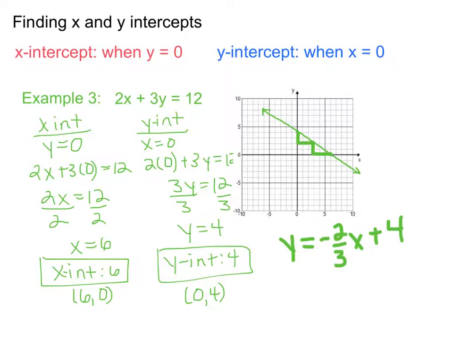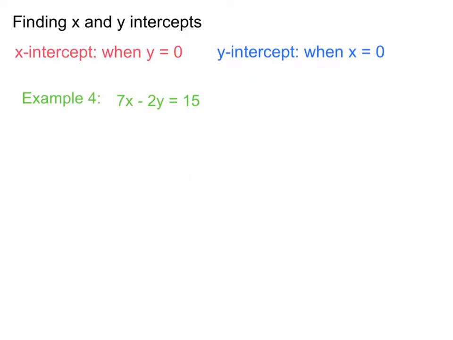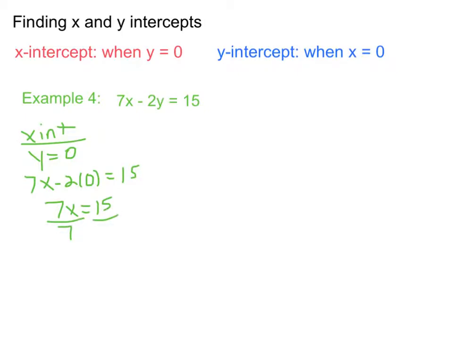Let's do another example where both of the intercepts are not nice, and it's written in standard form. This example, 7x minus 2y equals 15. To find the x-intercept, we are going to, again, plug in 0 for y. So y is equal to 0. So 7x minus 2 times 0 equals 15. So 7x equals 15. Divide by 7. X is equal to, you can leave it as 15/7, or it's 2 1/7. And so that's your x-intercept.